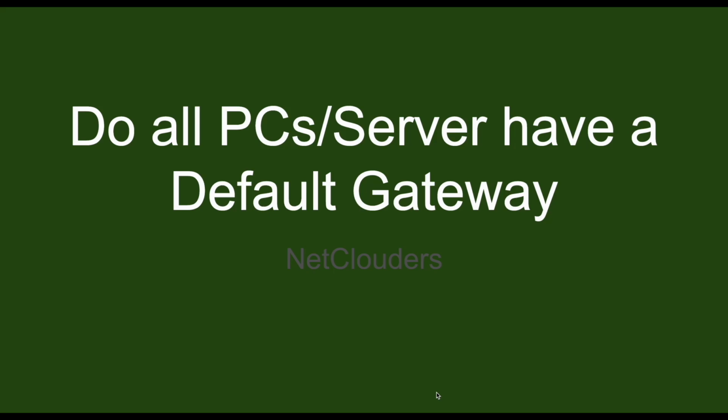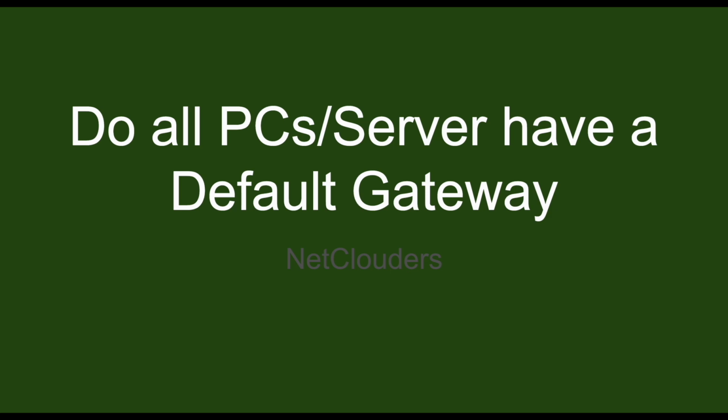In the last video, we saw the importance of a default gateway. If a PC has to communicate to the outside world, it is not possible for the PC to remember or have information about all the IP addresses in the world. What it does is send the packet or the information to the default gateway, which is a router, and that router takes care of how to reach the destination.